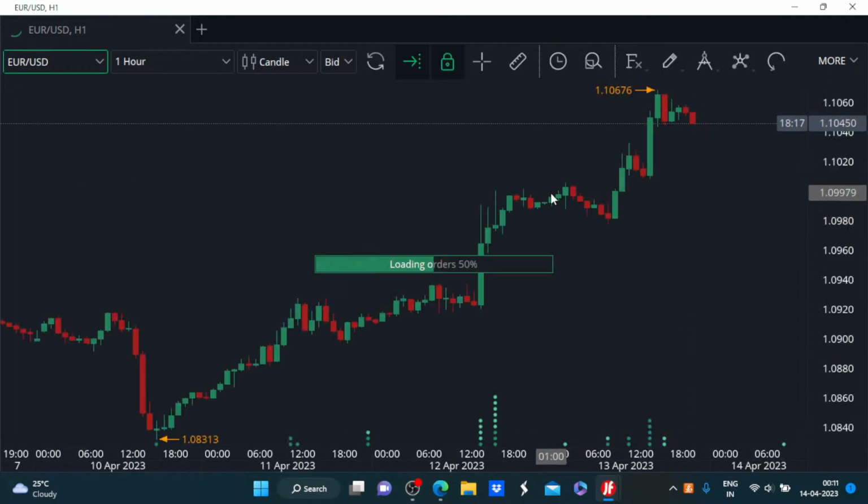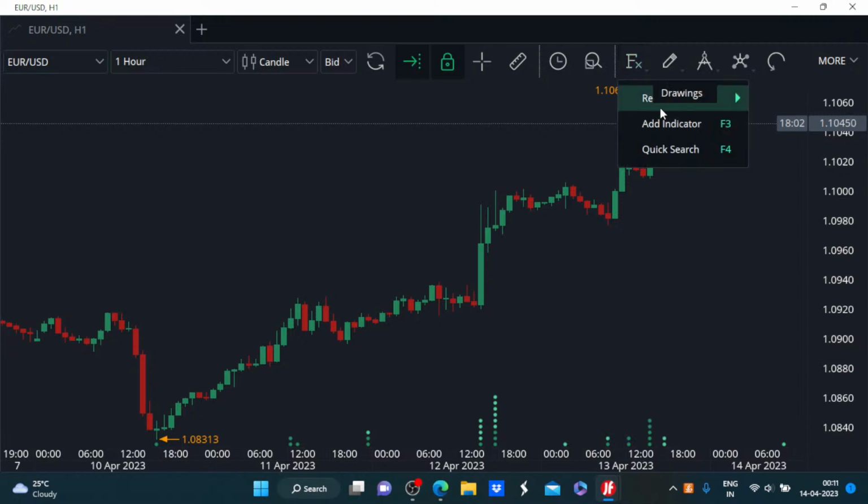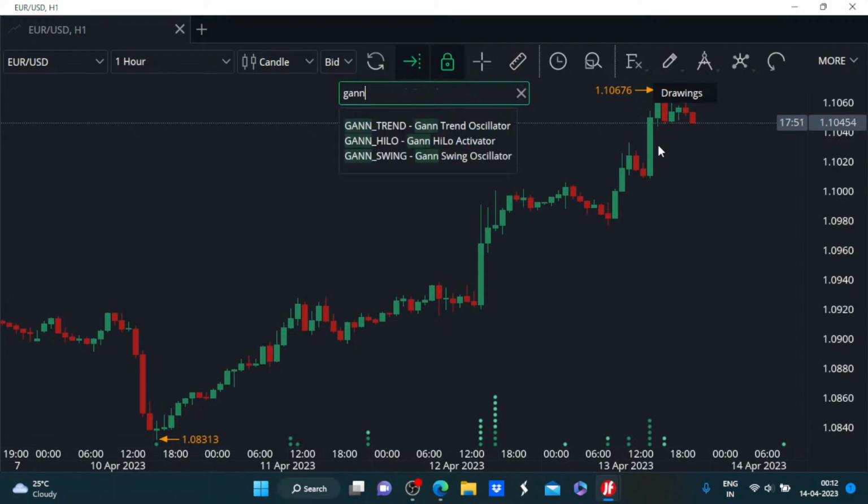And from here you can find this indicator simply by a quick search. If you want to know where this is listed, you can go for the add indicator option. Here you will find it: Gann, high, low. If you type it in, here it comes, Gann High-Low Activator.